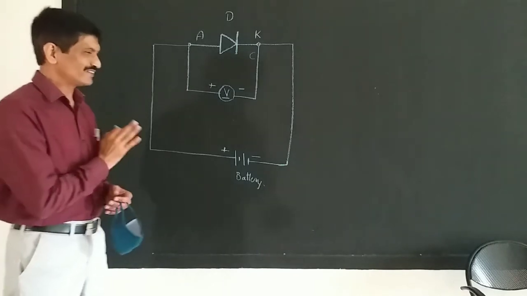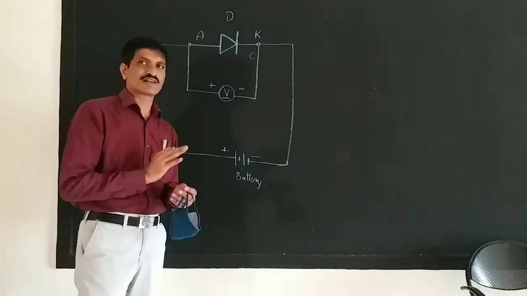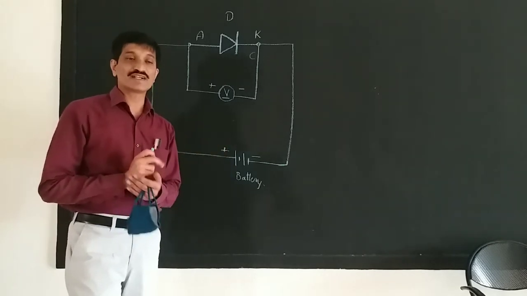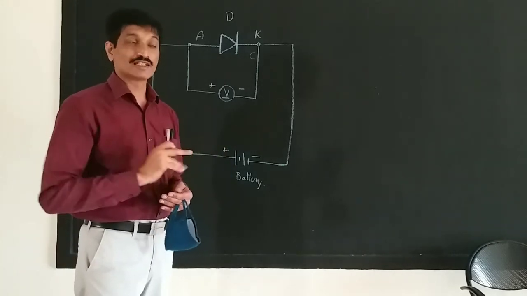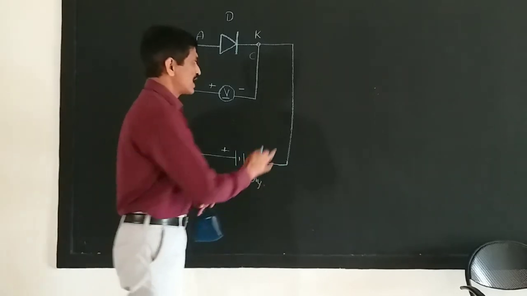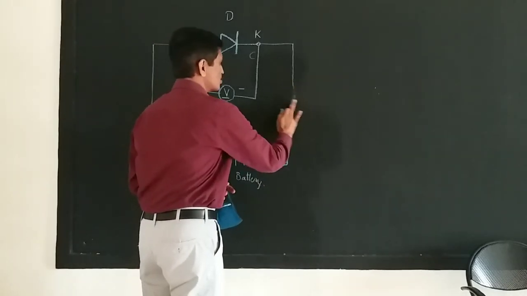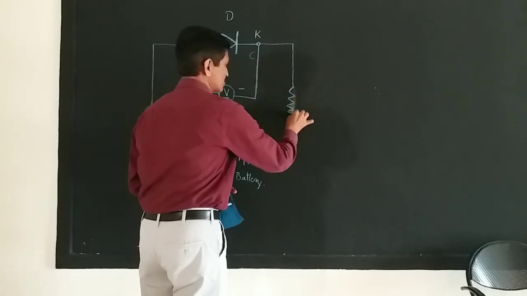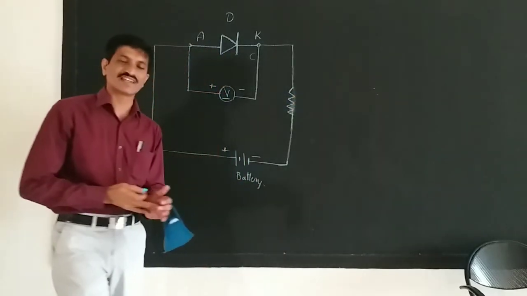This is a basic circuit wherein we have no inclusion of any resistance. That is why it is not a practical circuit. In the practical circuit, we have to have one resistance to limit the current flow through this diode so that the diode is safe enough.